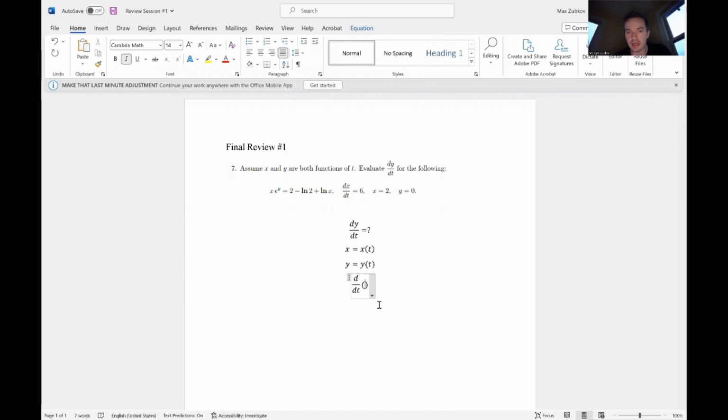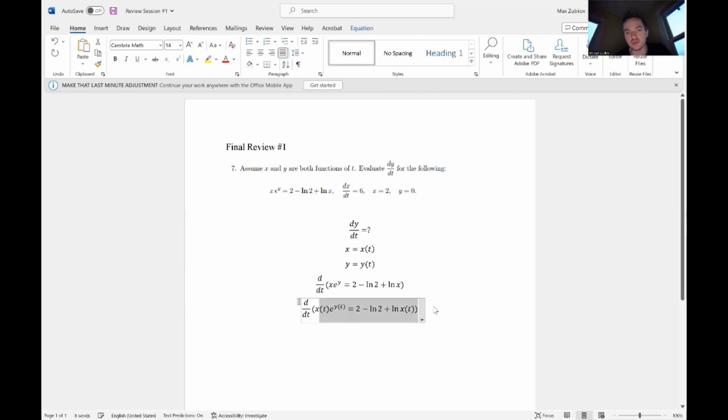And this expression is x times e to the y is equal to 2 minus ln of 2 plus ln of x. Remember, I'm going to use the rules of implicit differentiation, but here you think about x and y as functions of t. So I'm going to write it down. If I think about them as functions of t, that means I'm going to use the chain rule.